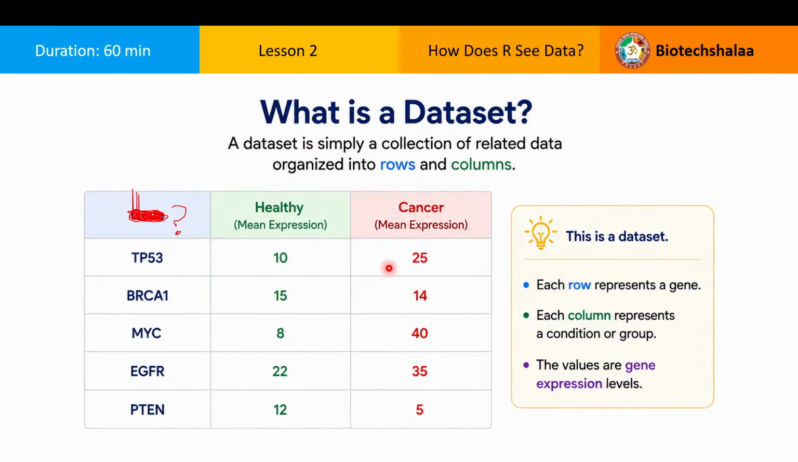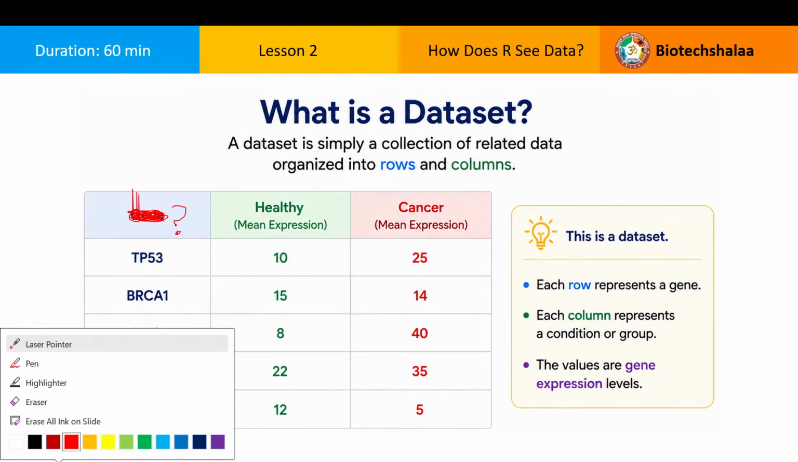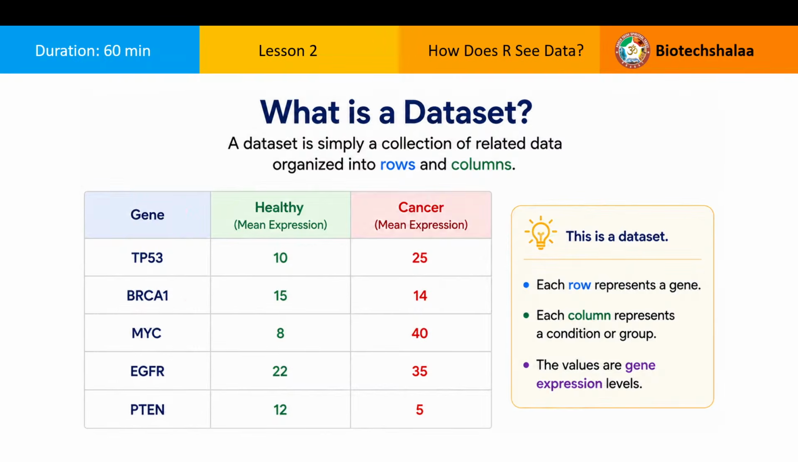Let's start with a very simple question. Again imagine this table. When you look at this table, what do you see? You probably see that these are the genes, healthy and cancer are two conditions, and MYC has higher expression in cancer. So you immediately attach biological meaning to this table, right?